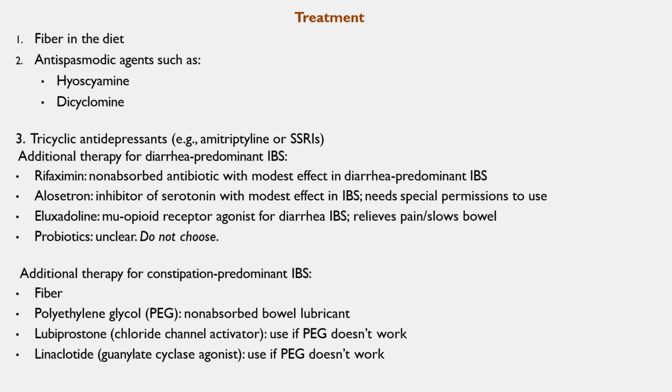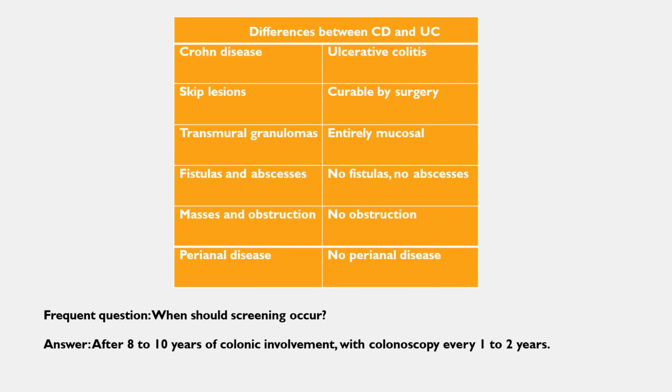And number four, this is linaclotide, which is a guanylate cyclase agonist. You can use it if PEG does not work. Let's go to the next slide. The next slide is a review.